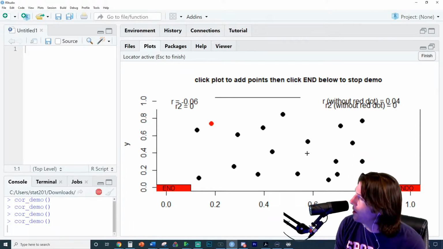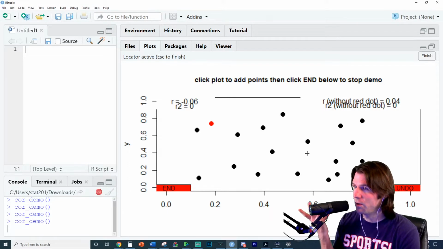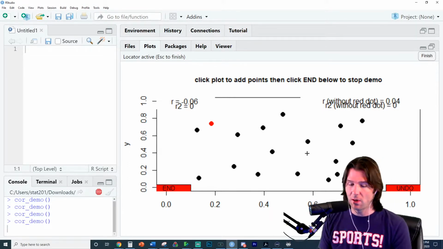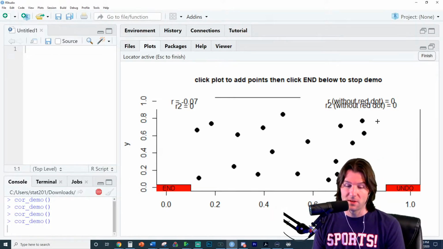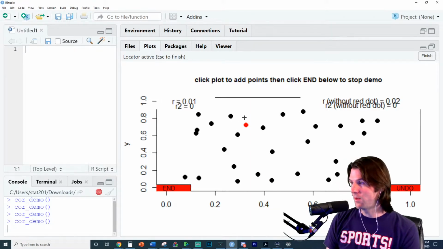So this graphic behind me is basically a correlation of 0, and I'm constantly solving for the correlation, and that was exactly 0. But if you notice, all these correlations that I'm creating right here are very, very weak, and it basically just looks like a blob of points. So, put another point there.